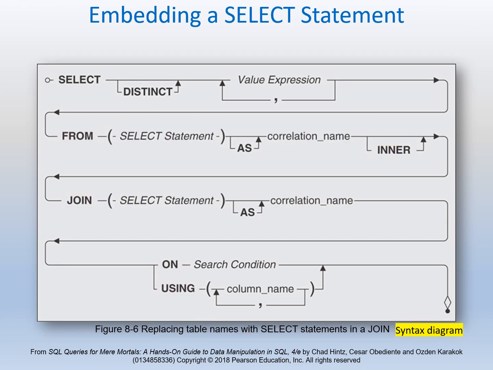This is the syntax diagram of a select statement with embedded select statements, one in the from clause and one in the join clause. We will work with embedded select statements later on in the semester. They are also called subqueries, but for now I just want you to be aware of the syntax diagram and of the concept that a select statement can be in the from clause and can be in the join clause.